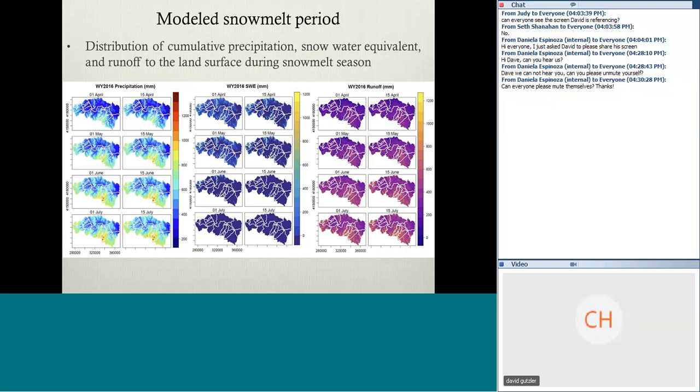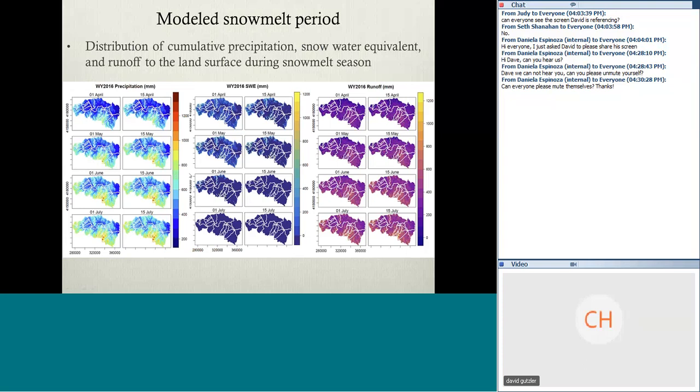These are a few graphs highlighting some of the model output from our preliminary snow modeling. These are basically biweekly plots throughout the snowmelt season. The first plot in the top left represents April 1st, and it goes all the way through July 15th. We have three different variables here.